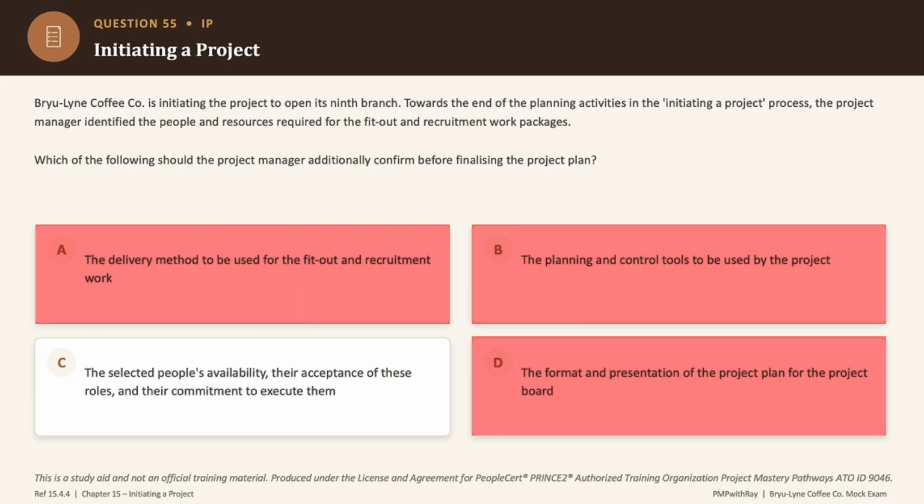Now here is the most interesting bit. Identifying people is not the same as confirming them, okay? Think about it. You can name the shop fitter and the trainer on the paper, but if nobody has checked for their availability, their acceptance of the role and their commitment, the plan is built on hope and on some assumptions which are yet to be validated, right? Not facts. And that is exactly what preparing the project plan requires, which is confirming availability, acceptance, and commitment. So the correct answer to this question is option C.